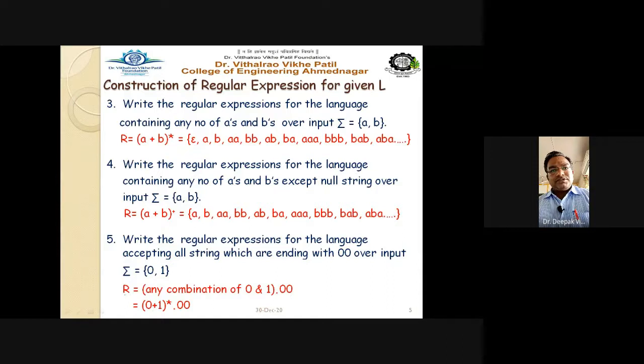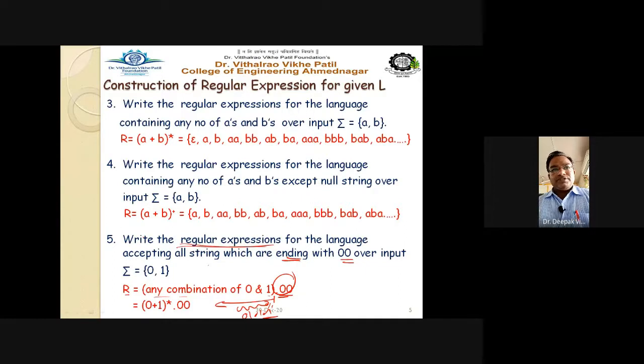So I can write r equal to any combination, because we are concerned only with the 00 at the end. From there onward, we don't bother about whatever the letters may be. There may be 0, or 1, or 00, or 0101. There may be many letters, any number of characters, but at the end there must be 00. Getting this point or not? So this is the way we have to solve the examples and write the regular expression.